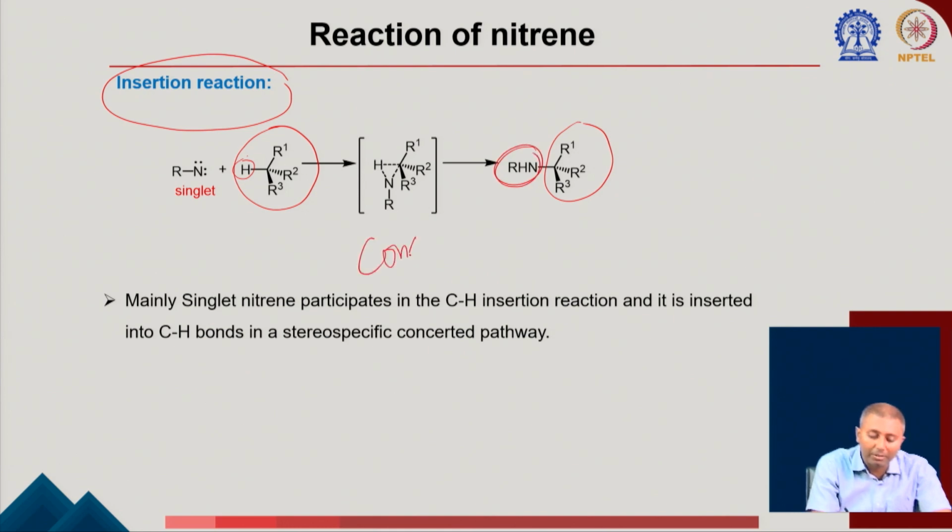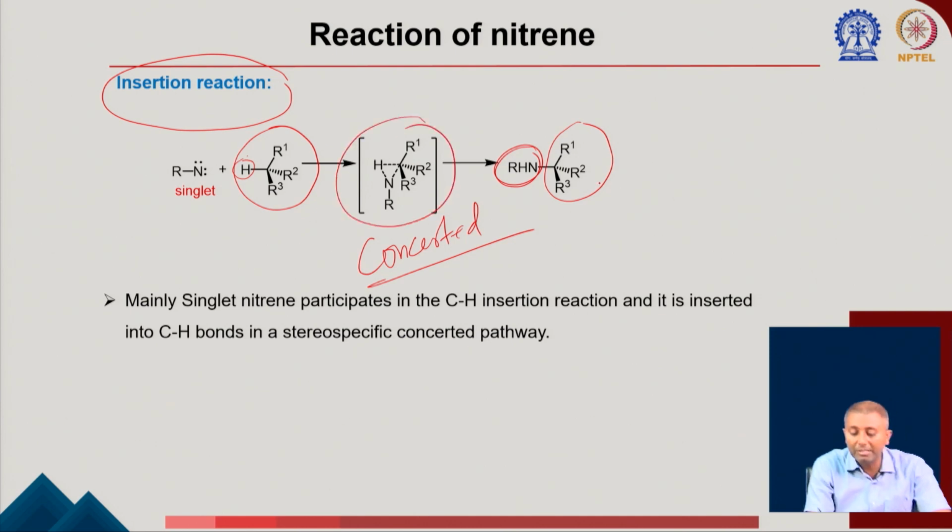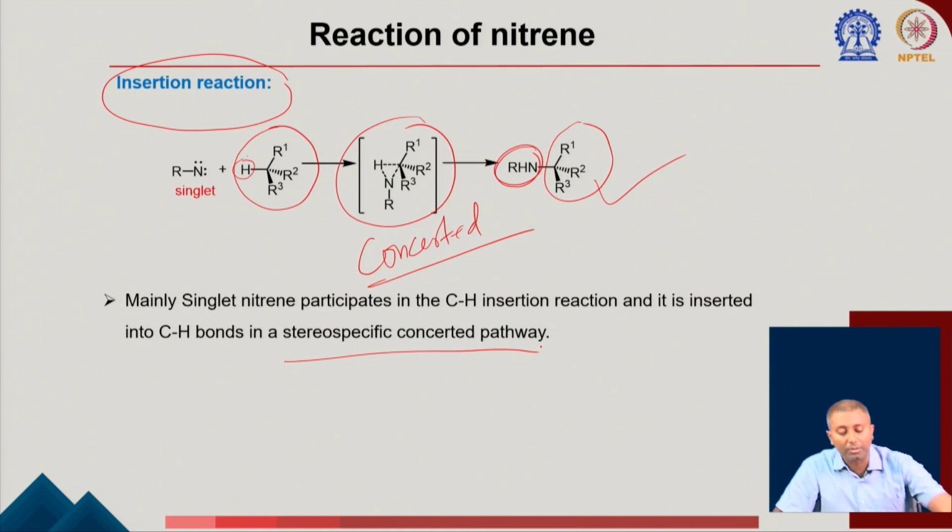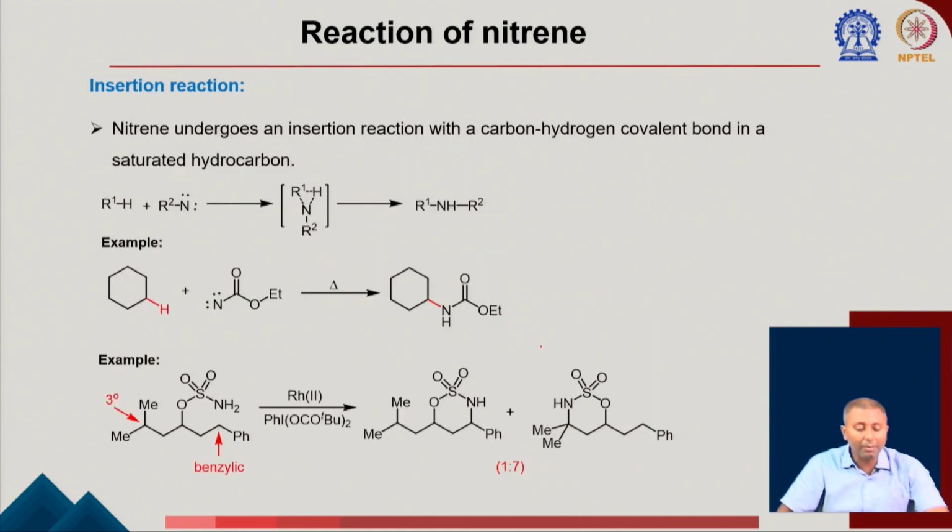That means this reaction is happening through a concerted mechanism. That is another important thing. So this CH insertion is happening through a concerted mechanism, and that is why this reaction is stereospecific. That means the stereochemistry will be retained, so there will be a retention in the stereochemistry. Which is actually mentioned here: the reaction inserts into the CH bond in a stereospecific and concerted pathway.